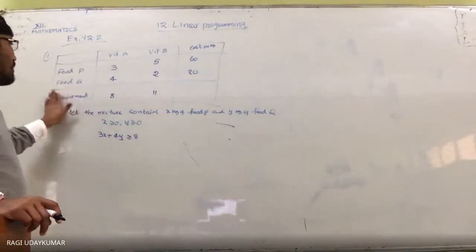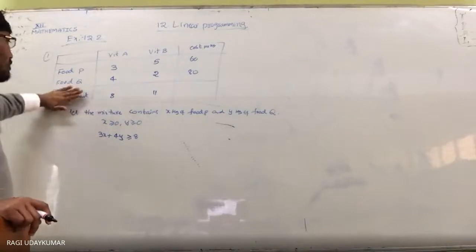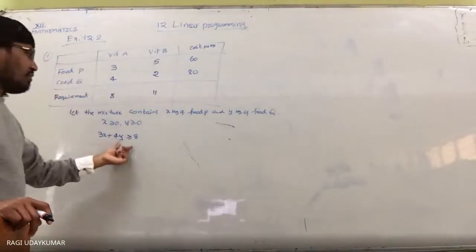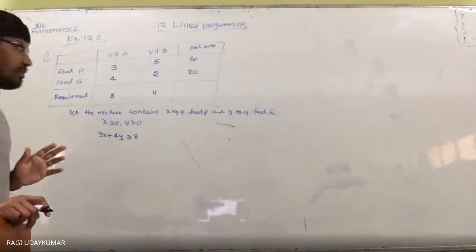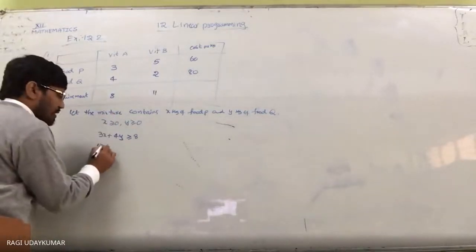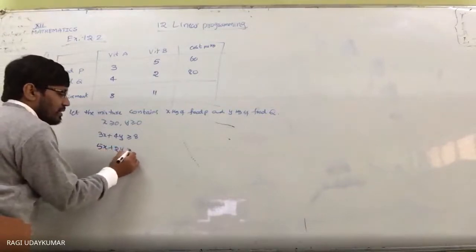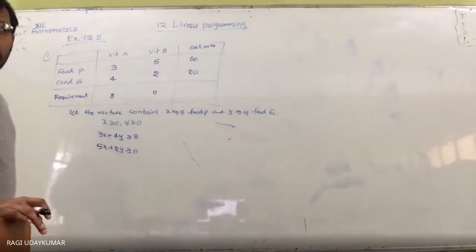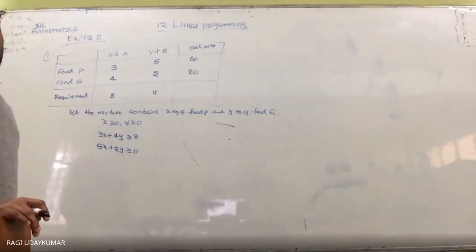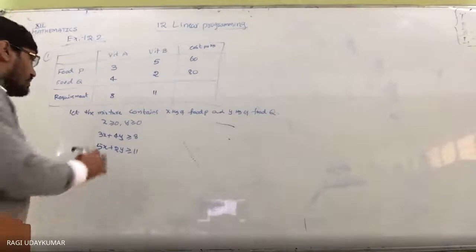That is also not required; if you are not able to write this, it is also not a problem. 3x plus 4y greater than or equal to 8. Next, 5x plus 2y is greater than or equal to 8. These two are what we call constraints. So these two are the constraints.